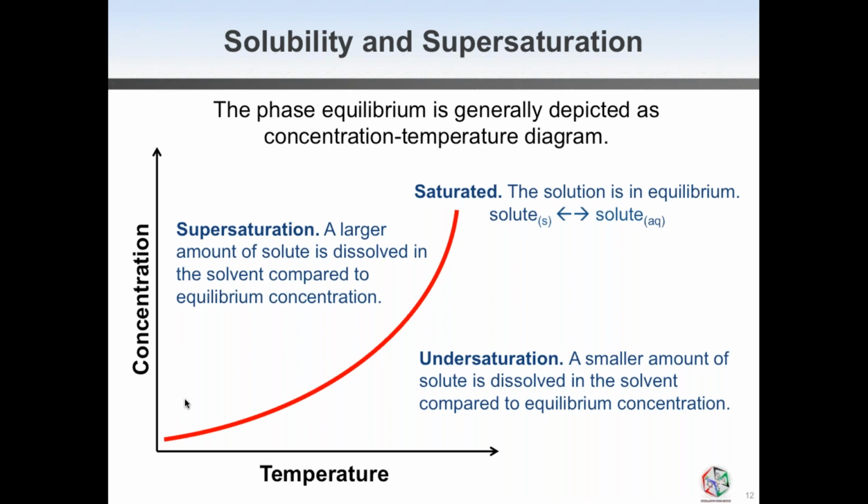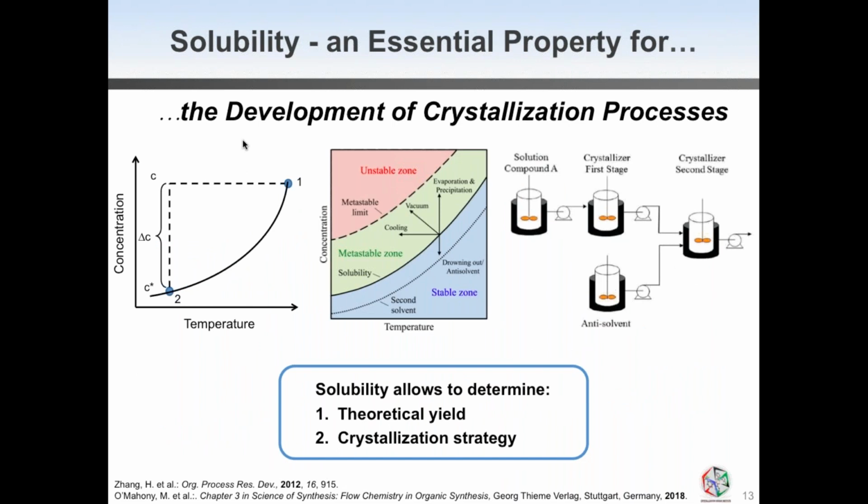From this type of diagram, we can also extract information like at what concentration and temperature range we have an undersaturated solution, or at what concentration and temperature range we have a supersaturated solution. These are essential properties to develop crystallization processes. For instance, knowing the solubility curve of a particular system, at any given starting point and end point, we can determine the maximum amount of crystalline material that could theoretically be extracted, which is the theoretical yield.